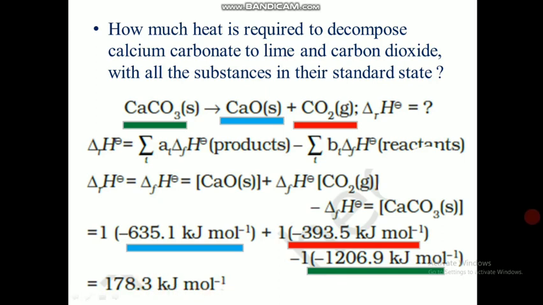So this is the situation where we use the enthalpy of formation values.